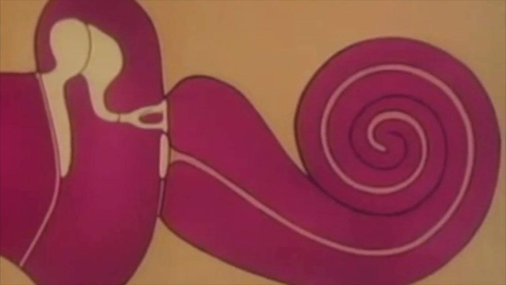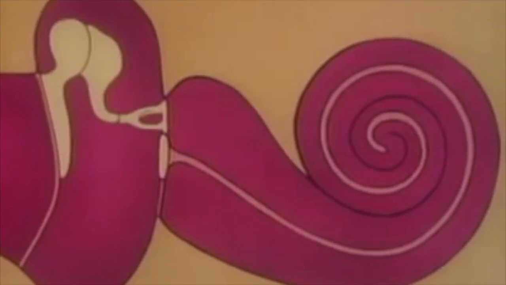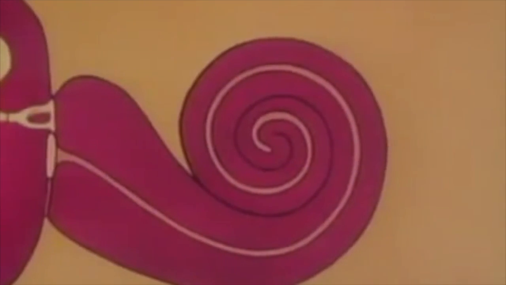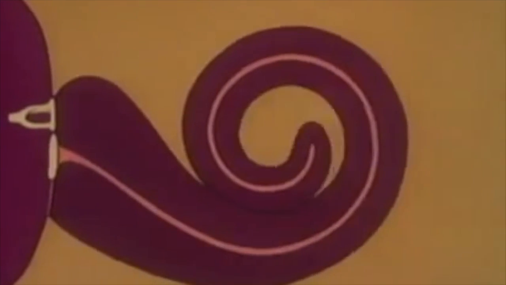The inner ear consists of an intricate system of cavities in the bones of the skull. One cavity, coiled like a snail's shell, is called the cochlea. And here, the important transformation from acoustic vibrations to nerve impulses is made. To see the parts of the cochlea more clearly, suppose it could be uncoiled.